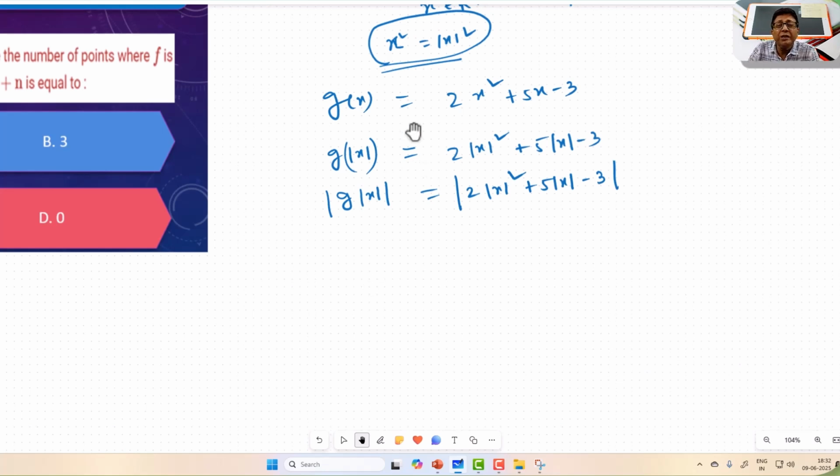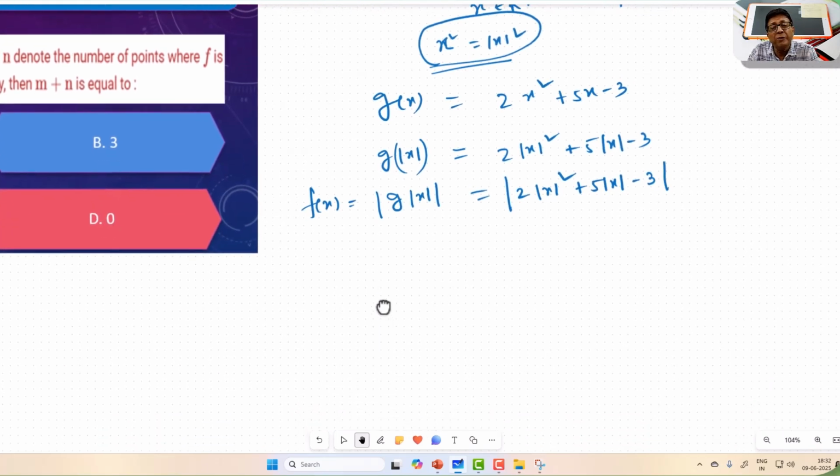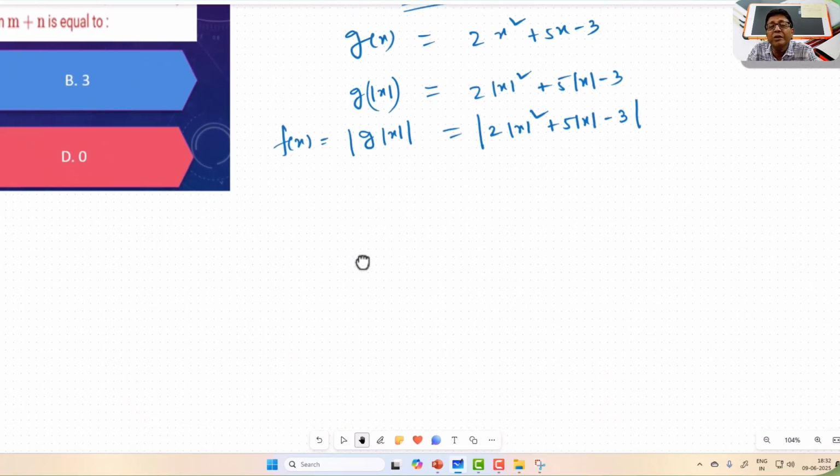Now, how to get the graph of these functions? This is our f(x), no? f(x) is mod of g of mod x. The question is how to plot the graph of all these things one by one, step by step. First we will draw 2x square plus 5x minus 3.